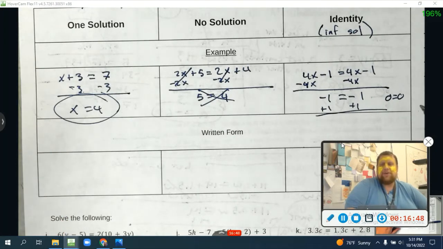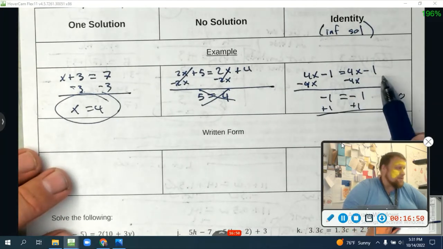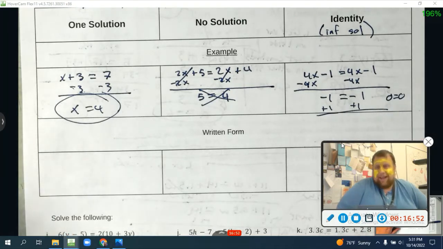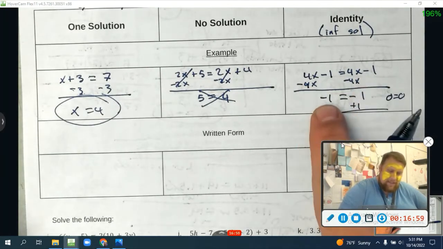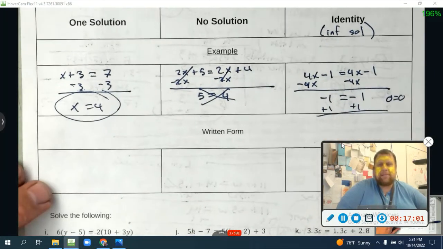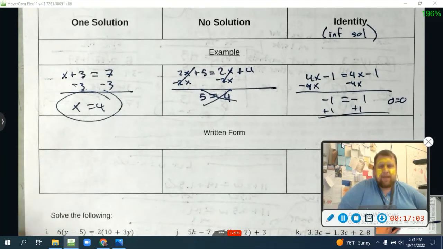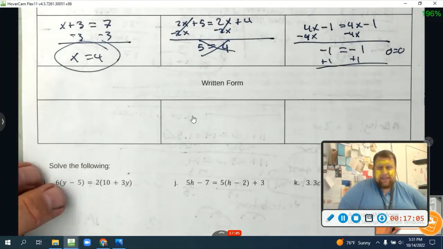And what do we get? 0 equals 0. It's the same thing. Once you get down to 0 equals 0, or even to the same thing equals the same thing, that is the identity. They're the same thing. Doesn't matter what I put in for x, it's going to work for both of them. See how I could even get the x, and I got negative 1 equals negative 1, so x doesn't matter in this situation. And how we write it is like this.